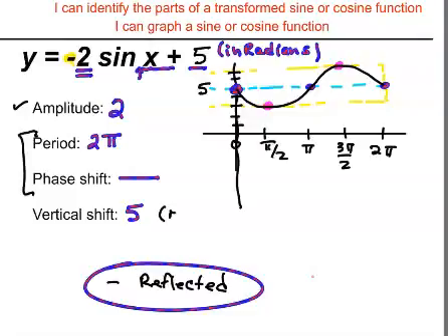So I did my vertical shift. This is kind of like the midline here. And then from that middle line, I went up 2 and down 2. And the only other thing that was different, because our typical period is 2 pi or 360, so that didn't change, is that it was reflected.